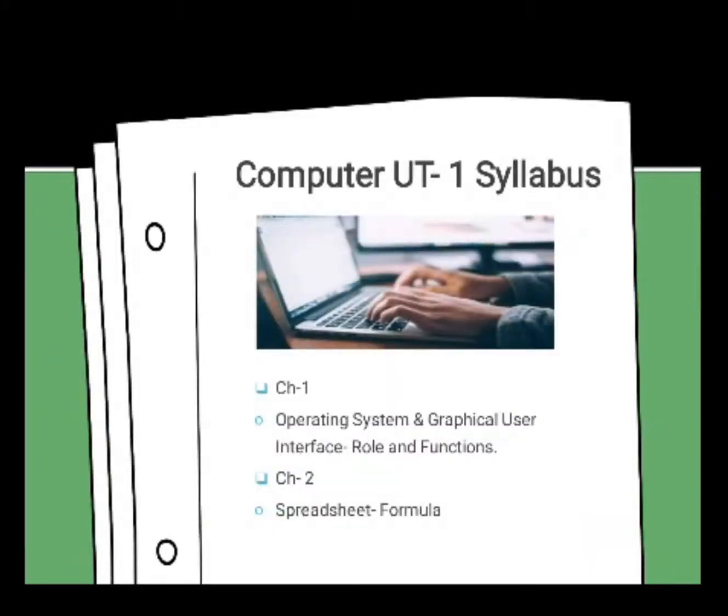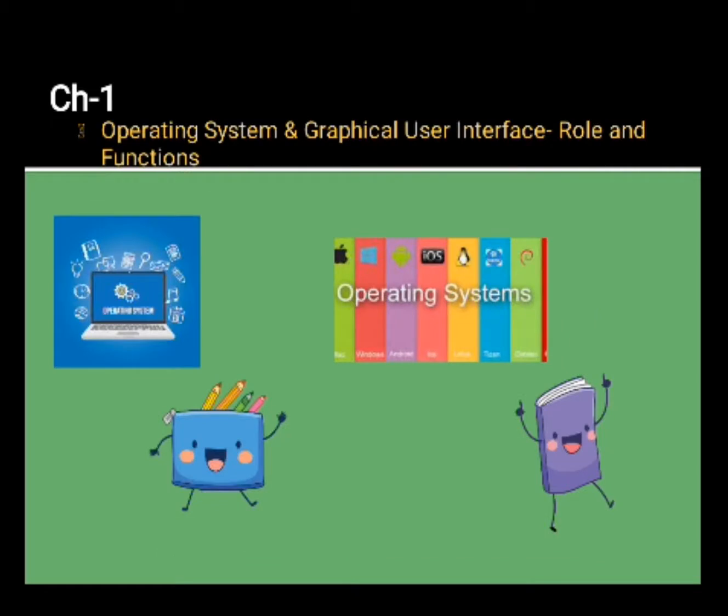In this video, first we will discuss about the unit test syllabus. This time we have two chapters in your unit test. Chapter number 1, operating system and graphical user interface, role and function, and chapter number 2, spreadsheet formula. In this video, we will discuss about operating system and graphical user interface, role and function. So let's begin the discussion of your chapter, operating system and graphical user interface.